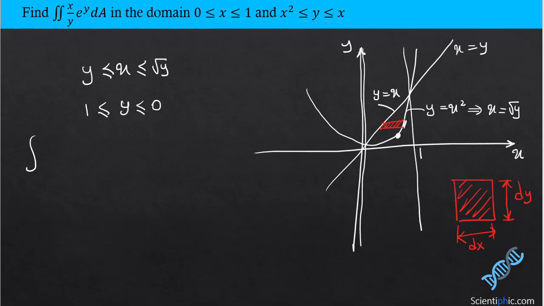Now I'm going to rewrite this integral. I have the double integral of x over y e to the power of y dA. Now I'm going to add the limits. As I said, I add the limit which has constant values for the outer integral, so y is between 0 and 1, and x has to be greater than y and less than square root of y. And instead of dA, I have to write dx dy.